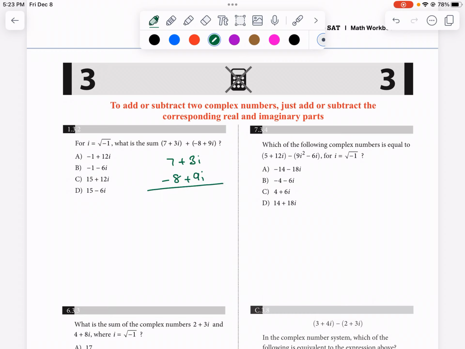Once we add them up, we have two different groups of numbers: the first group is going to be real numbers, and the second group is going to be imaginary numbers. So 7 plus -8 makes -1. 3i plus 9i is going to be 12i. And the correct answer is A.